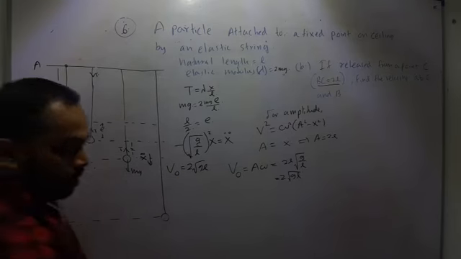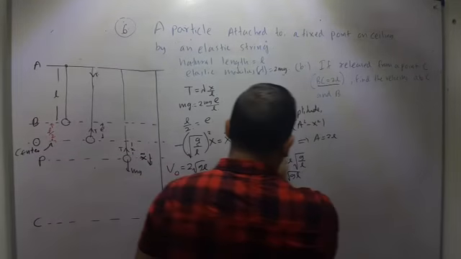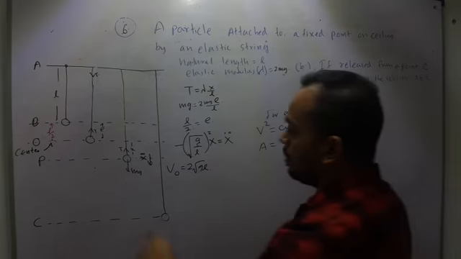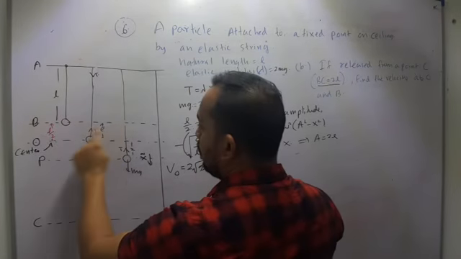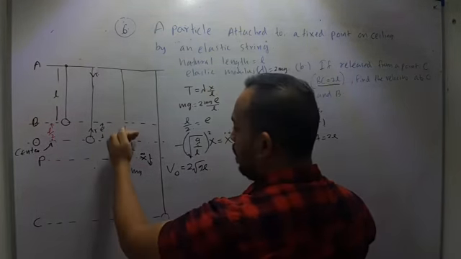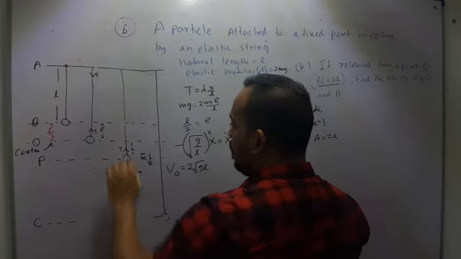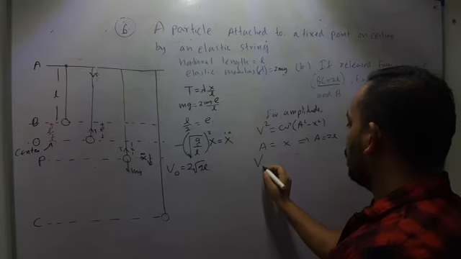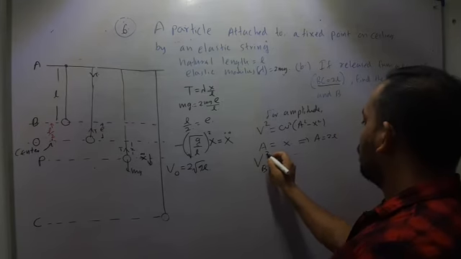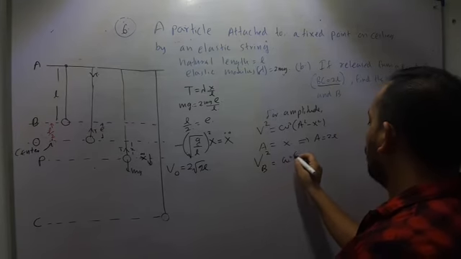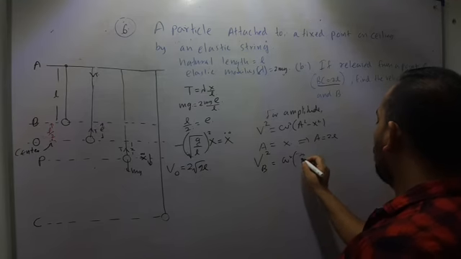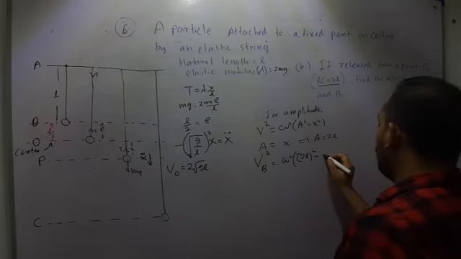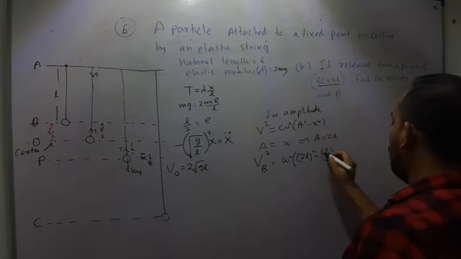Then velocity at B. To find the velocity at B, you should know what the x value is. X would be minus L by 2 because you are measuring x in this direction. It will not make any difference. So velocity at B squared would be omega squared times (A squared, which is 2L whole squared, minus x squared, which is L by 2 squared).